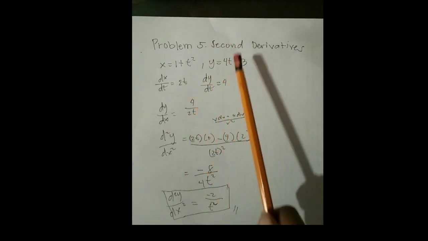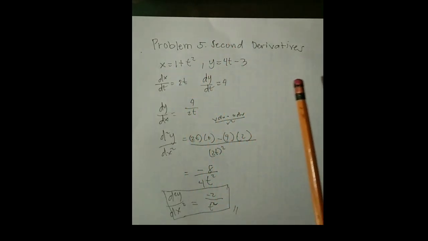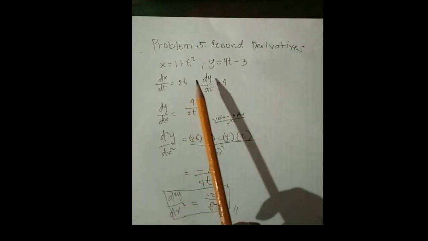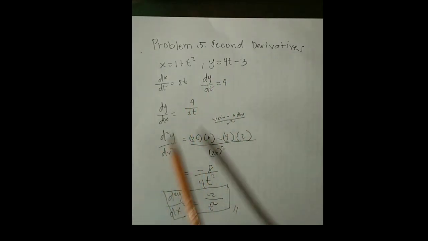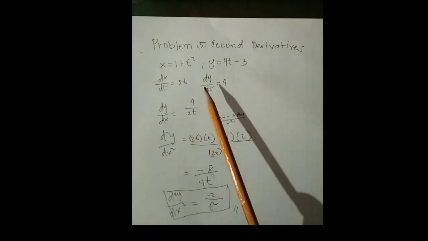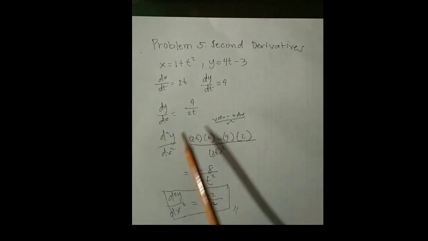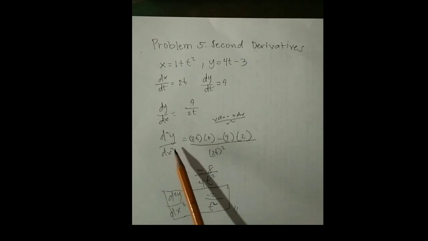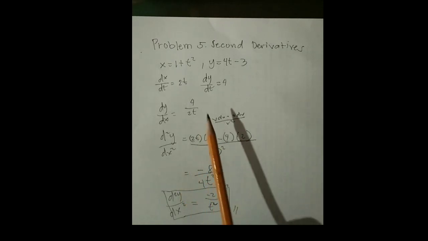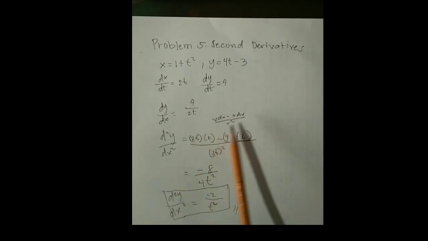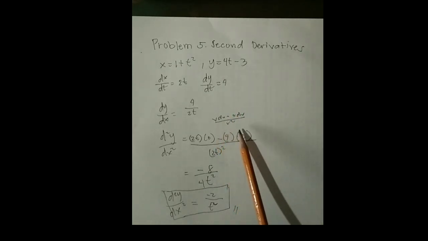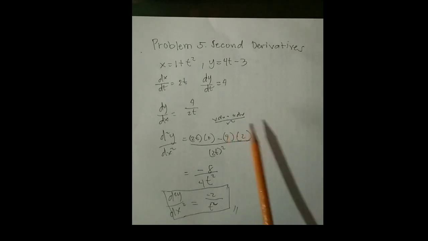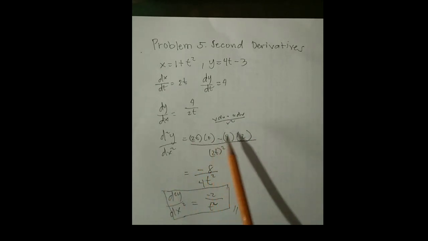So we need to find the second derivative, so use the quotient rule formula, which is v du minus u dv over v squared. So 2t times 0 minus 4 times 2 over v squared, which is 2t raised to the power of 2, or 2t squared.